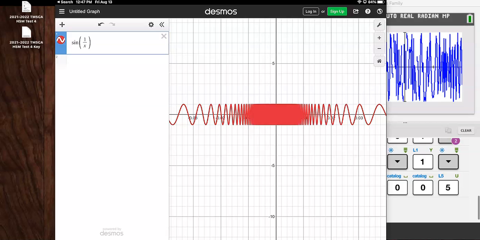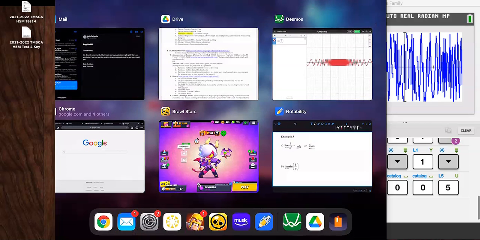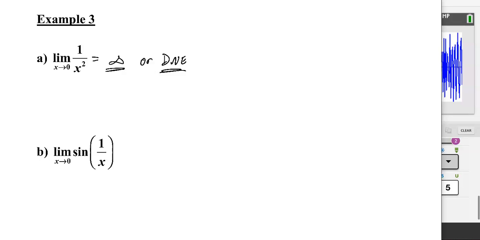As you get closer to your x value of 0, the numbers for 1 over x become huge and really small at the same time, right? 1 over x is going to infinities around it. So if you do sine of that, you're taking sine of infinities, and it's just dramatically changing. So the moral of the story is, this one does not exist.